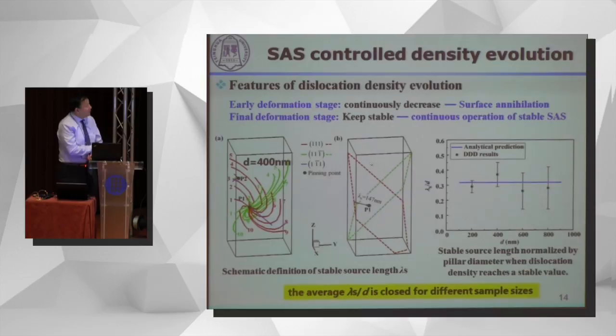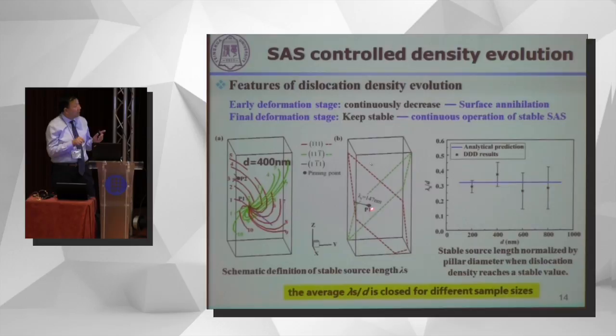For the stable dislocation dynamics evolution, in the early deformation stage, the density continuously decreases because of surface annihilation of dislocations. For the final deformation stage, we keep stable continued operation of the stable SAIs. The reason is that we can see the dislocation still evolving, with some new nucleation and some escape from the free boundary. At this moment, we give the length scale.